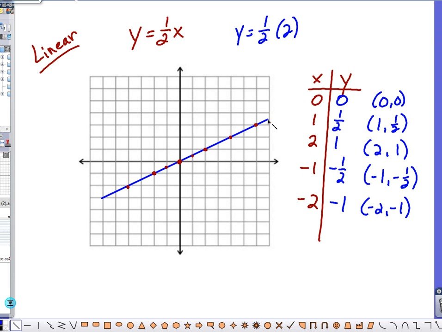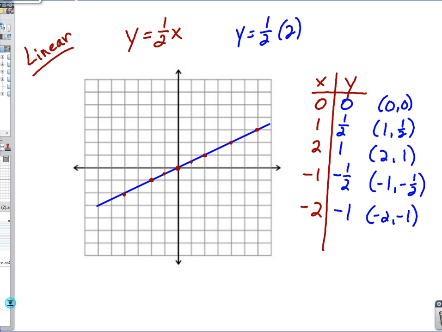And now you have the graph of y equals 1/2 x. And as before, you see a picture of all the solutions. So now we could actually say, you know what, -6, -3 would also be a solution to this equation.